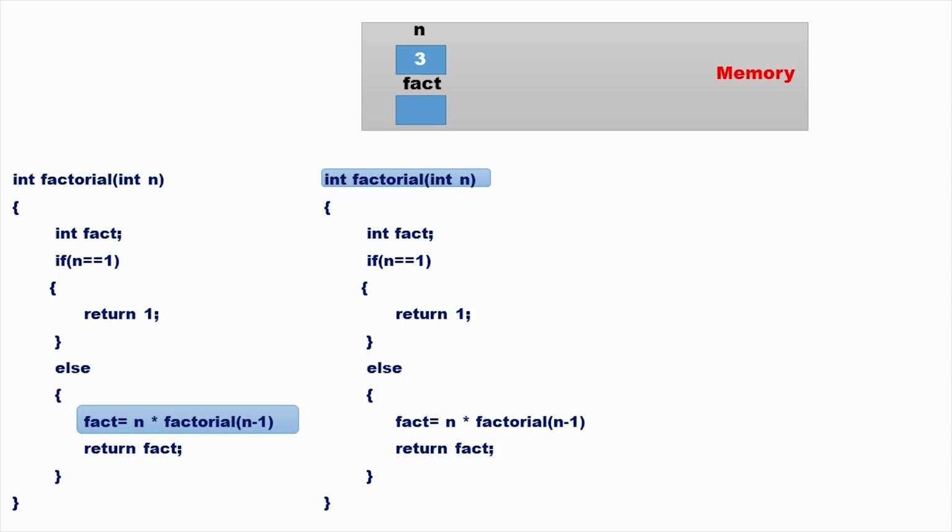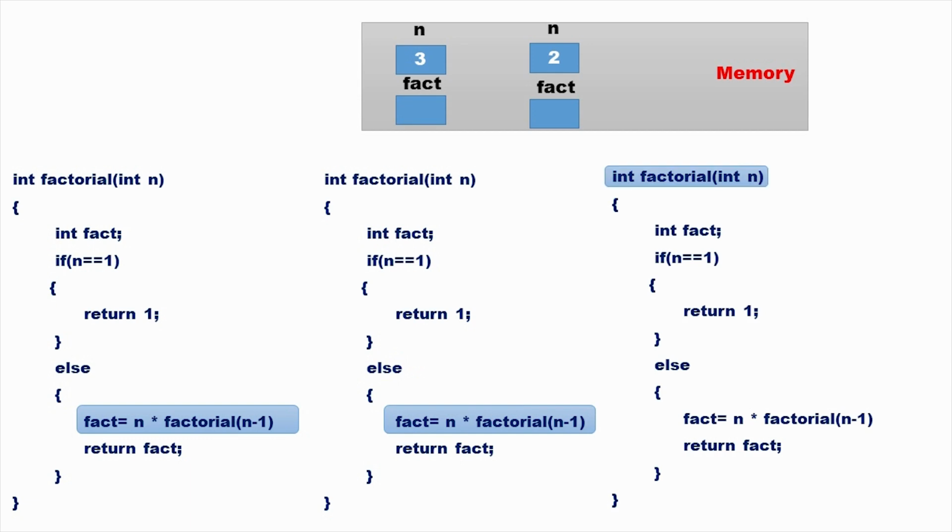Now the function is called with value 2. That means another n is created and value 2 is stored in it. A new fact variable is created. n equal to 1, condition false, go to the else part. fact equal to n into factorial of n minus 1. Factorial is called with value 1. n is created with value 1 and fact is created. n equal to 1, condition true. Hence the function returns 1.